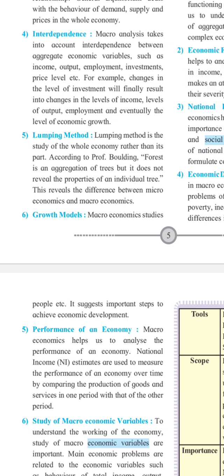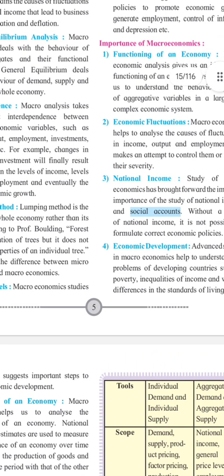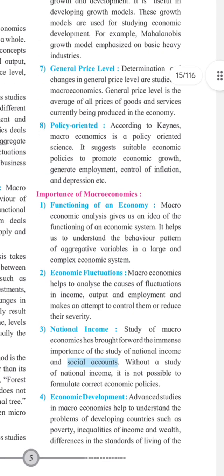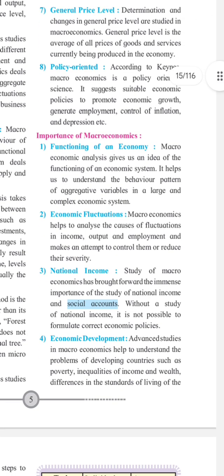Sixth, we have growth models. Macroeconomics studies various factors responsible for economic growth and development. It also develops growth models, for example the Mahalanobis growth model, which emphasizes basic heavy industries. Seventh, we have general price level. Macroeconomics studies determination and changes in the price level. General price level means the average price of all goods and services produced in the economy.